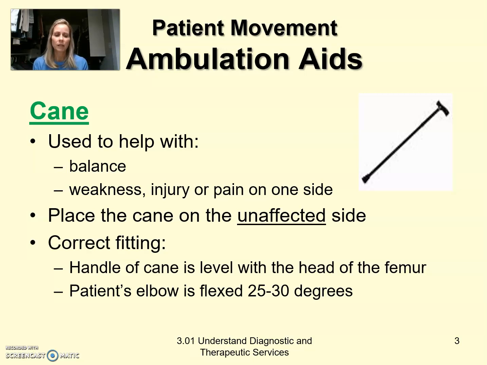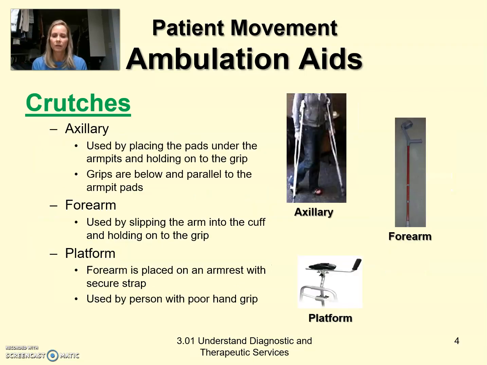If they need a little more assistance with a cane, but not as much as a walker, then you would give them maybe a quad cane, and that would have 4 tips on the bottom. Where this has 1, it would have 4. Typically the person will hold the cane on their strong side. If they have a weak side, they would use the cane on the strong side. And you want to make sure that the handle of the cane is at the head of the femur and that the patient's elbow is flexed around 25 to 30 degrees.